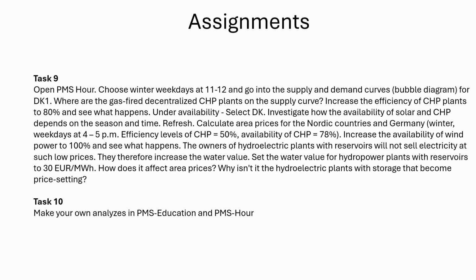Under availability, you should select DK1. Then you should investigate how the availability of solar and CSP depends on season and time. Then you should refresh, and then you should calculate area prices for the Nordic countries and Germany. You choose winter, workday, and the hour between 4 and 5 p.m. The efficiency level of CSP plants should be 50%, and the availability of CSP plants should be 78%.